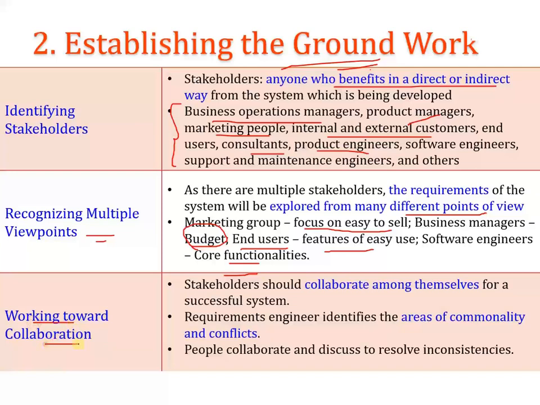Next is working towards collaboration. All these stakeholders should collaborate among themselves. For example, the marketing group should compromise something for the business managers. If the business managers are targeting the budget, the marketing group should understand the issues in the budget and reduce their requirements. Similarly, software engineers should also reduce their requirements based on either budget or marketing parameters, etc. The requirements engineer identifies the areas of commonality and conflict. The people who gave the requirements that lead to such conflicts have to sit together, collaborate and discuss to resolve those inconsistencies.